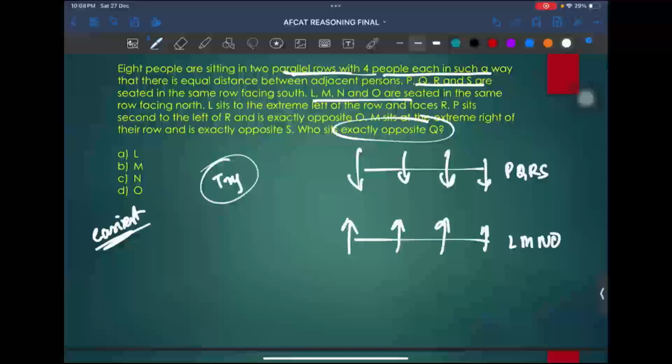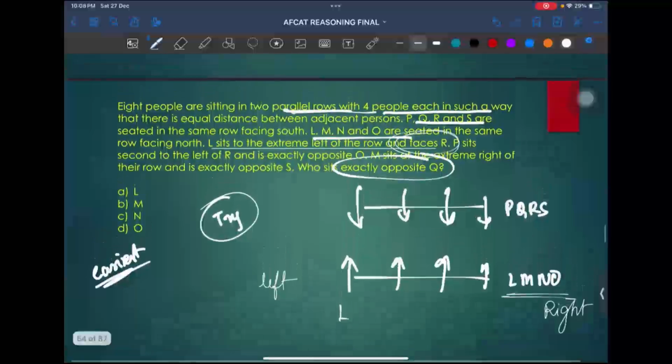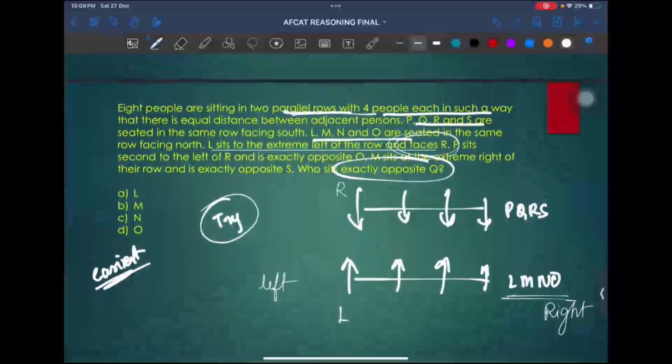From this statement, you can come to a conclusion that L sits at the extreme left of the row. L is facing towards north and they are telling that L is sitting at the extreme left hand. Extreme left hand will become this. This will be the left side and this will be the right side, of the row and faces R. Faces R in the sense opposite of L will be.